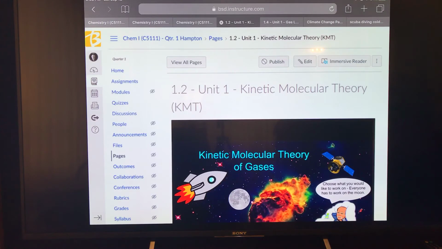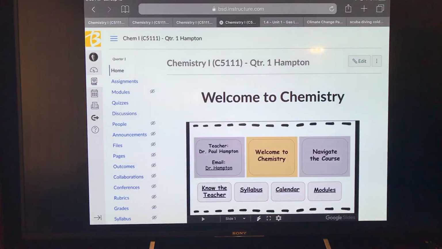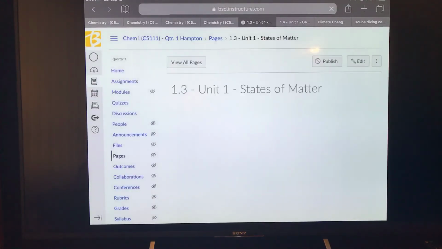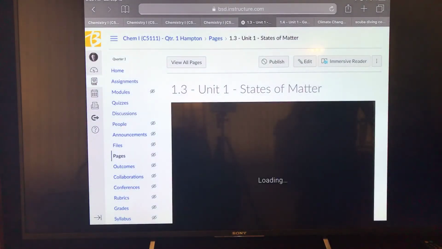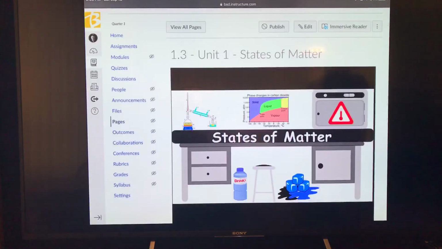All right. In 1.3, 1.3 is states of matter. So I might ask you a true-false question, like: it is possible for plastic to go from a solid to a gas phase without becoming a liquid. And you'd go, oh yeah, that's true.